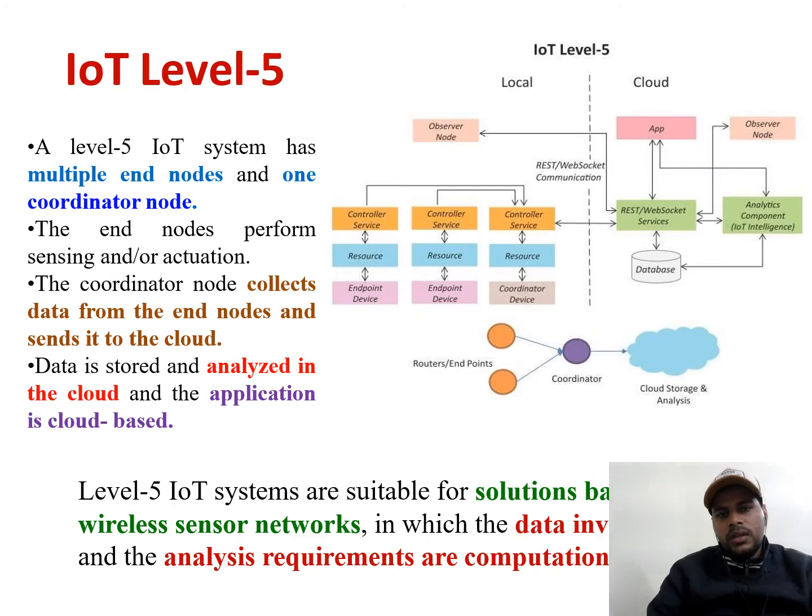Next IoT level is IoT level 5, and a level 5 IoT system has multiple end nodes and one coordinator node. The end nodes perform sensing or actuation. The coordinator node collects data from the end nodes and sends it to the cloud. Data is stored and analyzed in the cloud, and the application is only cloud based.